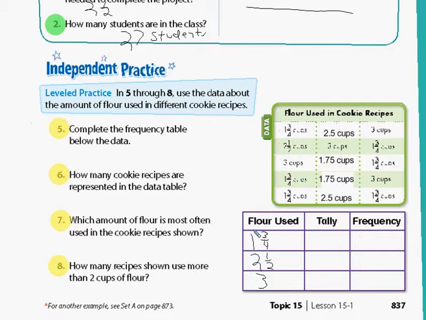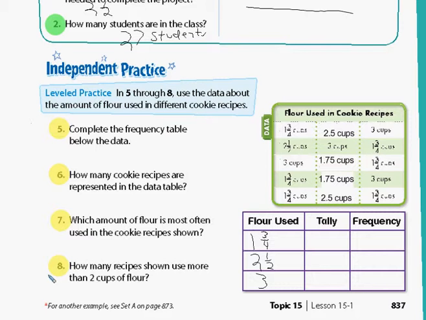Okay. How many cookie recipes are represented in the data? You just figure out how many different recipes there are, just like we did on the problem up there with the students. Problem number 7. Which amount of flour is most often used in the cookie recipes shown? Just whichever frequency is the most. And question number 8. How many recipes shown use more than 2 cups of flour? So we're going to figure out which ones use more than 2 cups of flour.